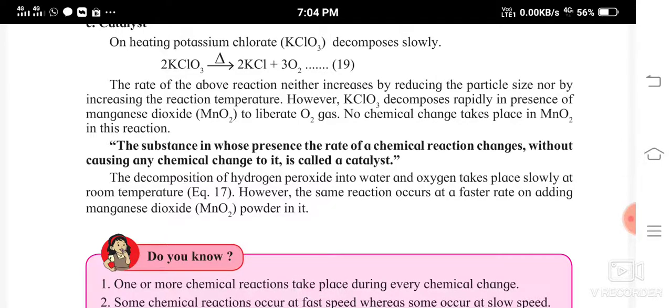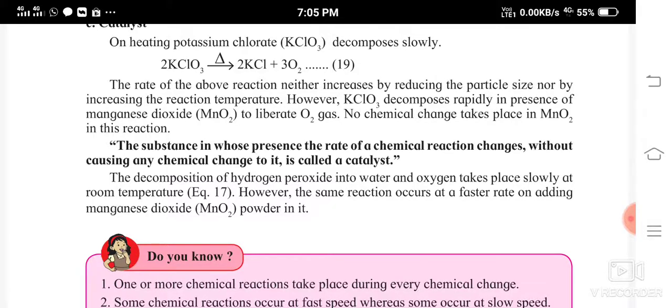The formula of potassium chlorate is KClO3. When you heat it, it forms potassium chloride, and oxygen is liberated. The rate of the above reaction neither increases by reducing the particle size nor by increasing the reaction temperature. However, potassium chlorate decomposes rapidly in the presence of manganese dioxide to liberate oxygen gas.